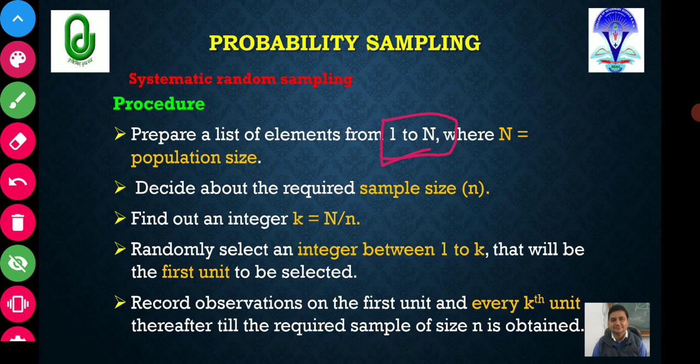Now decide about the required sample size. How many samples do you want? Suppose out of those 100 elements you have to select 10 elements. So your small n, that is the sample size, is equal to 10.